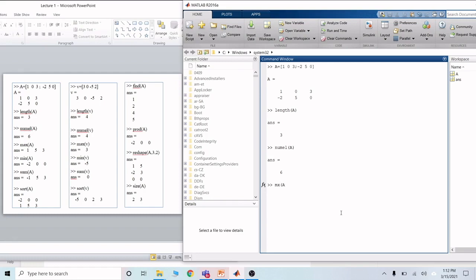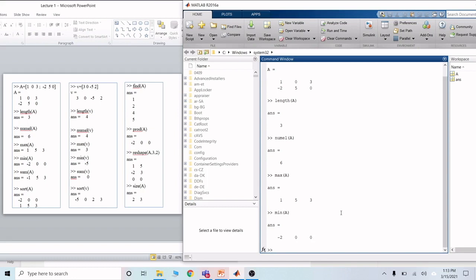max(A) will compute the maximum of each column. In the first column the maximum is 1, in the second column the maximum is 5, and in the third column the maximum is 3. The answer should be 1, 5, 3. Min(A) means the minimum of each column: the minimum of the first column is -2, the second column is 0, and the third column is 0. The answer should be -2, 0, 0.